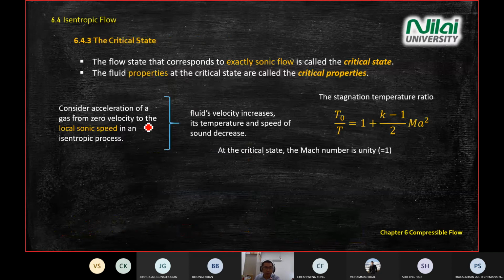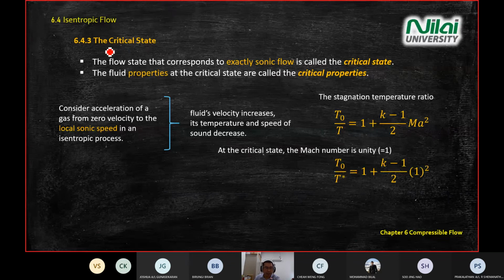Another one is called critical state. This word is also popular when it comes to the final exam. What is meant by critical state? Every time you see the word critical, we will use star. In the equation, we will use star. So this equation you've seen before. When we have a critical state, our Mach number, remember, always equals 1.